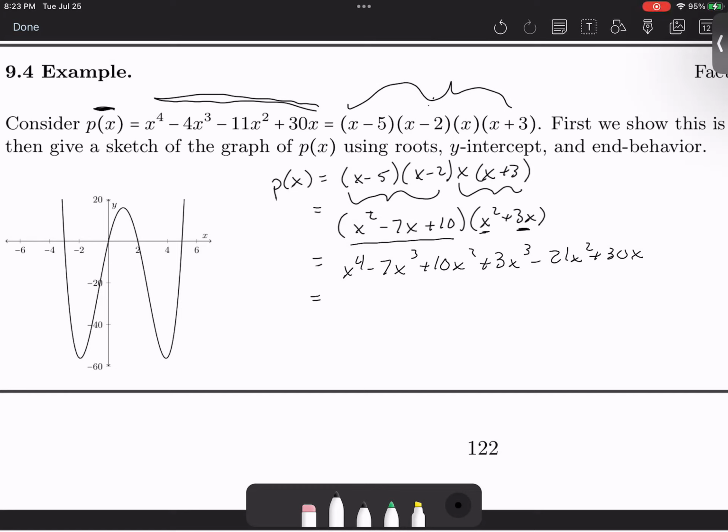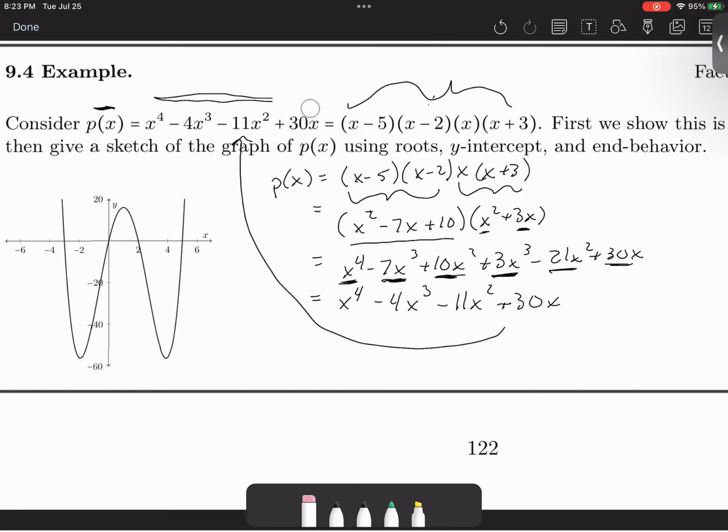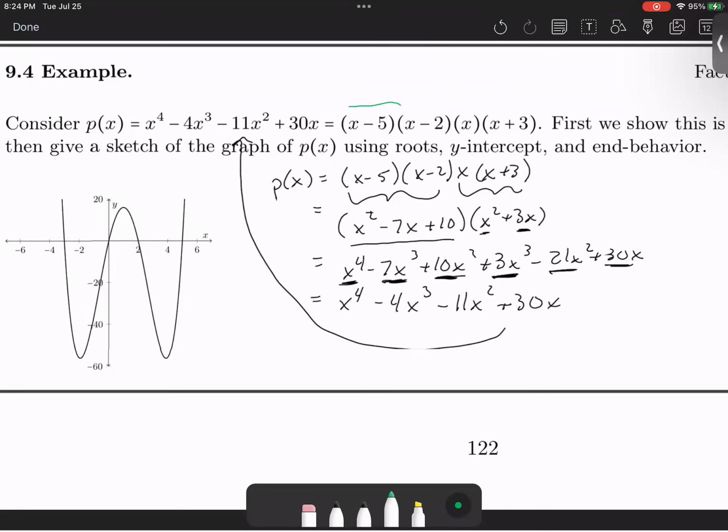Let's combine some like terms if we can. I've got that x to the 4th. How many x cubes do I have? Minus 7 plus 3 puts us at minus 4. How many x squareds do we have? 10 of them. Minus 21, so we're at minus 11. And then plus a 30x. Cool. That is the same thing as p of x. So we just showed ourselves that this is a correct factorization of this polynomial.